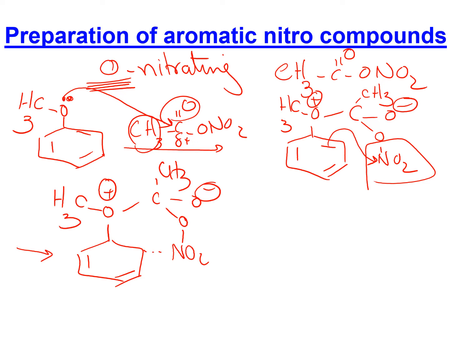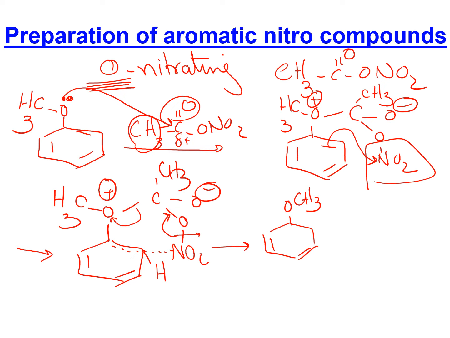This way you will have an attack from the ortho position, and now you have partial bonds. This bond is not formed yet, and this bond is not broken yet. You have a hydrogen here, which was already available on the benzene ring. What happens is that the new bond forms, and the other bonds break. This bond breaks, forming a double bond between the oxygen and the carbon, and the bond between the oxygen and the nitro breaks, which results in the carbon giving back the electrons to the oxygen of the anisole.